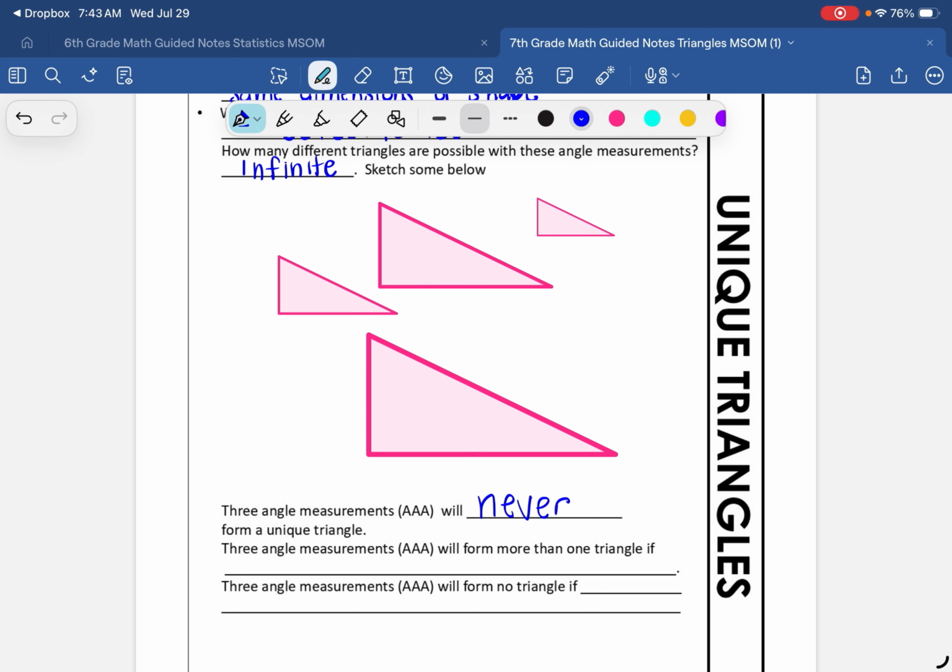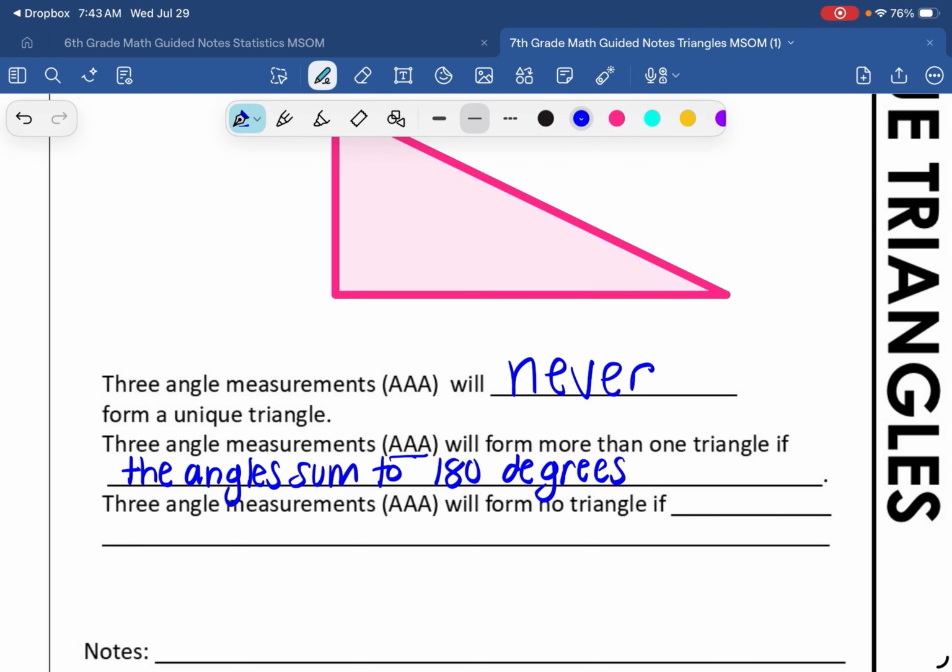Any three angle measurements, and we write that AAA, so that means you are given three angles, will form more than one triangle if they sum to 180 degrees. Three angle measurements, AAA, will form no triangle if they do not sum to 180 degrees.